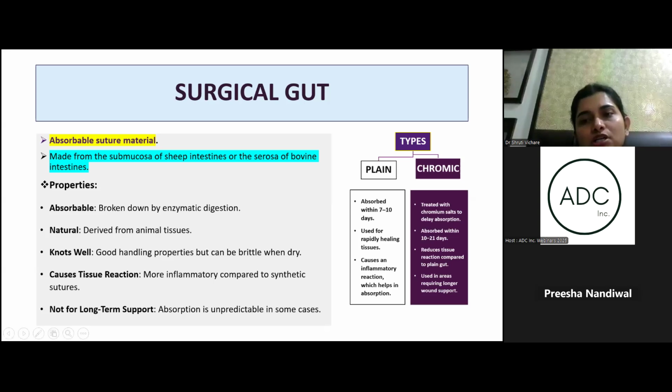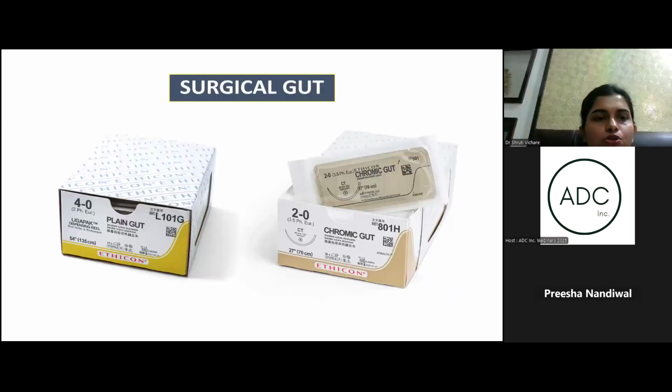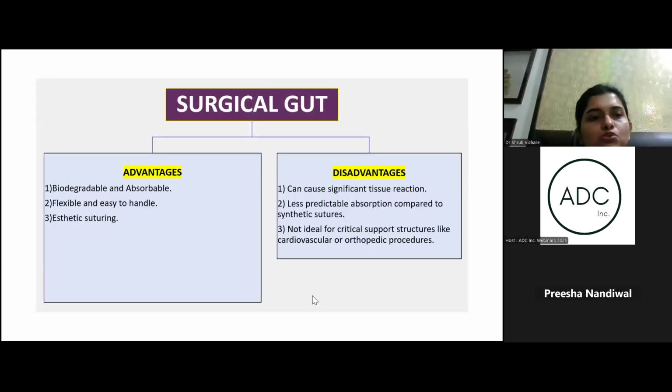In chromic catgut sutures, because of the chromium salts incorporated on the surface, the absorption is delayed, and the tissue reaction is observed to be a little lesser than with plain gut sutures. See the absorption time here, it is 10 to 21 days. So on average, you would say around 3 weeks, correct? These are the boxes in which chromic and plain catgut sutures are available.